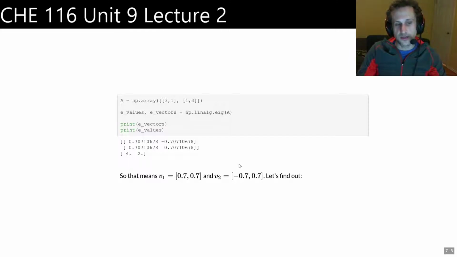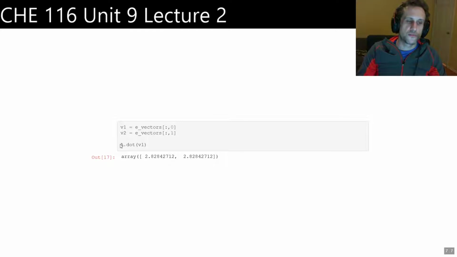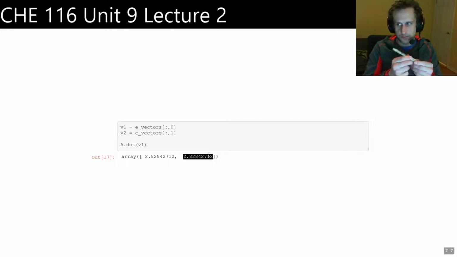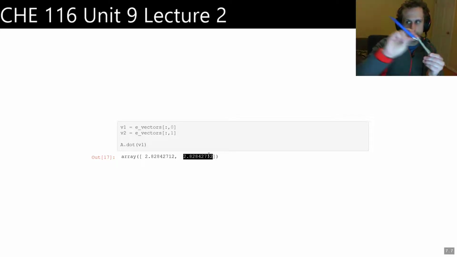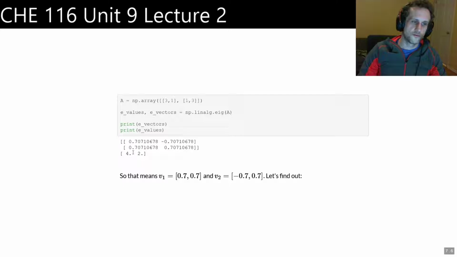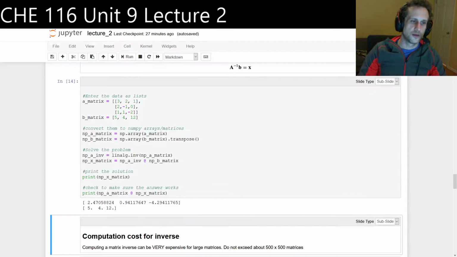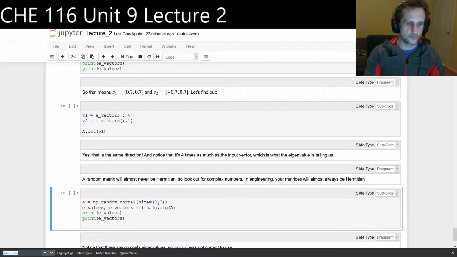So let's see, indeed, are these directions preserved? If I multiply A, my [[3, 1], [1, 3]], by (0.7, 0.7), I get (2.8, 2.8). And indeed, that is the same direction. It was originally (0.7, 0.7), and then it became (2.8, 2.8). So the direction is the same, and it was scaled by 4, right? It was multiplied by 4. Okay, and just get rid of that dot.